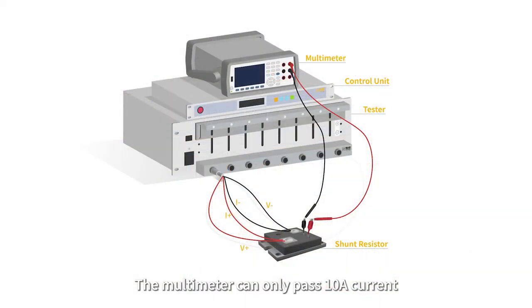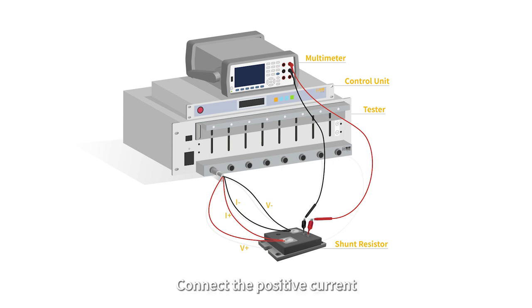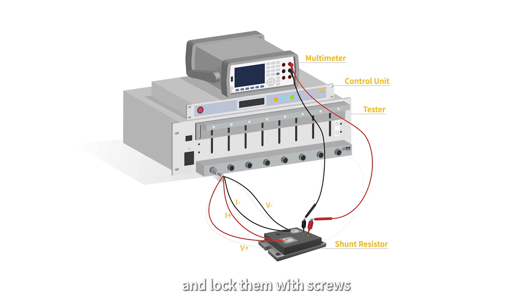The multimeter can only pass 10A current, so an external shunt is needed to calibrate the current. Remove the crocodile clips from the other end of the cable and weld the coil. Connect the positive current, positive voltage, negative current and negative voltage sampling wires to the diagonal holes of the shunt resistor and lock them with screws.